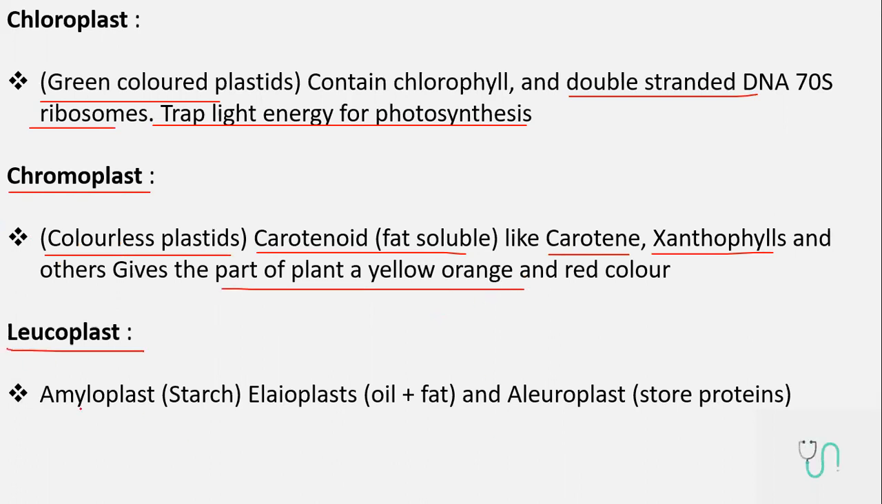Next is the leucoplast: amyloplast, elaioplast, and aleuroplast. Amyloplasts store starch, elaioplasts store oil and fat, and aleuroplasts store proteins.